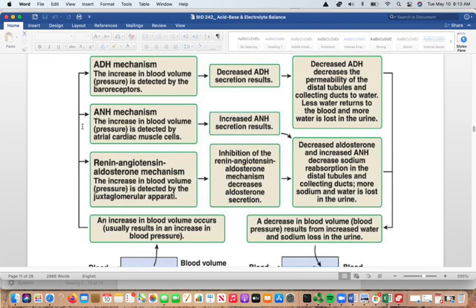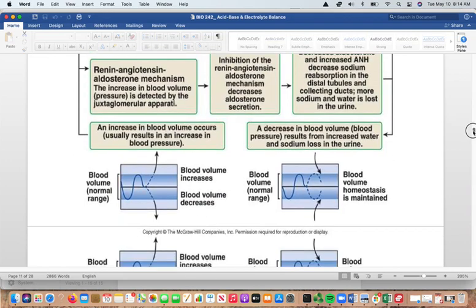For the atrial natriuretic peptide, when there's an increase in blood volume or blood pressure detected by the cardiac cells, you'll increase the atrial natriuretic peptide. Decreased aldosterone will decrease sodium reabsorption. Water is lost in the urine. The renin-angiotensin-aldosterone system will increase things. Then you can inhibit the RAA system, and again, water is lost in the urine. So all of these things are constantly going on to try and balance out the system.